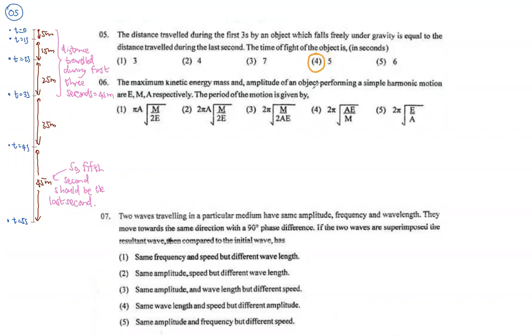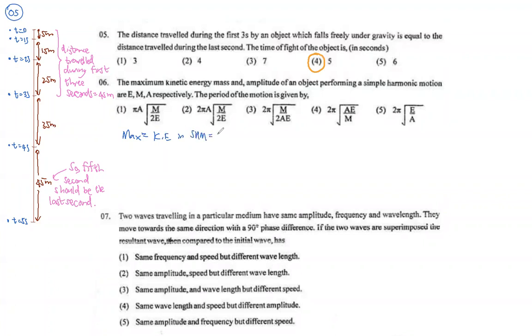Right. Sixth one. The maximum kinetic energy, mass, and amplitude of an object performing simple harmonic motion are E, M, A respectively. The period of motion is given by. Okay, that should not be a difficult one. Maximum kinetic energy in simple harmonic motion.